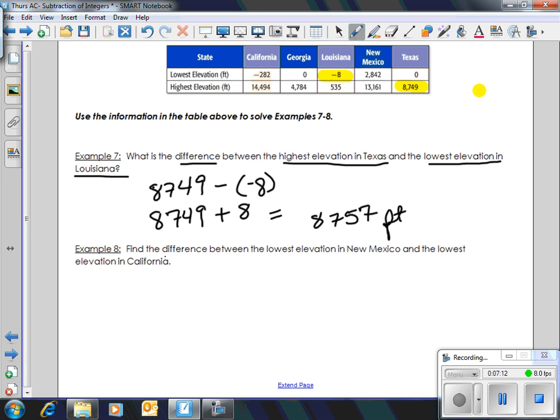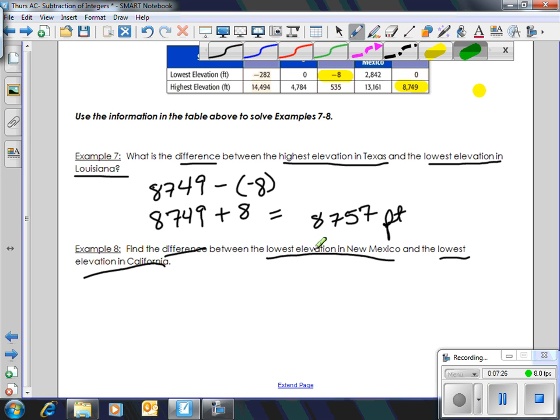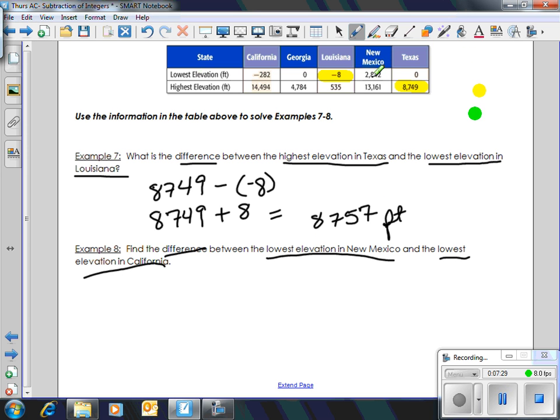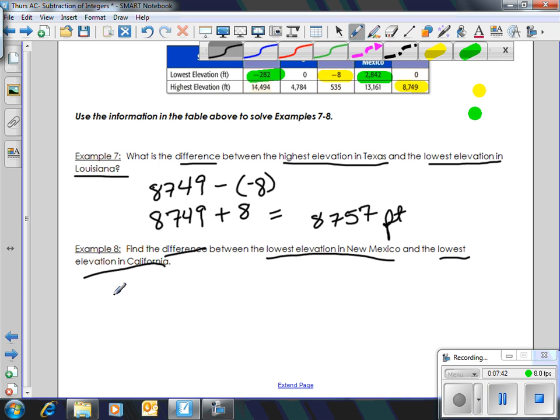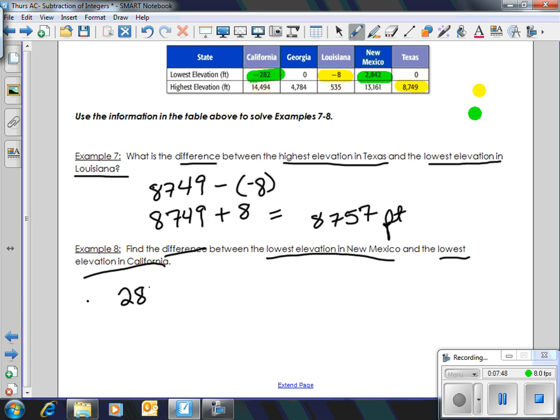Then it says, find the difference between the lowest elevation in New Mexico and the lowest elevation in California. So I'm going to get out my highlighter again, but I'm going to use a different color. Lowest elevation in New Mexico. That would be this one. And the lowest elevation in California. So we're doing those two. So again, the positive one is going to be bigger. So let me go back and make sure I got my black pen on. So find the difference. I'm going to put the big number minus the small number. Now guys, if you mix this order up, what's going to end up happening is you're going to get the same number, but you're going to get a different sign.